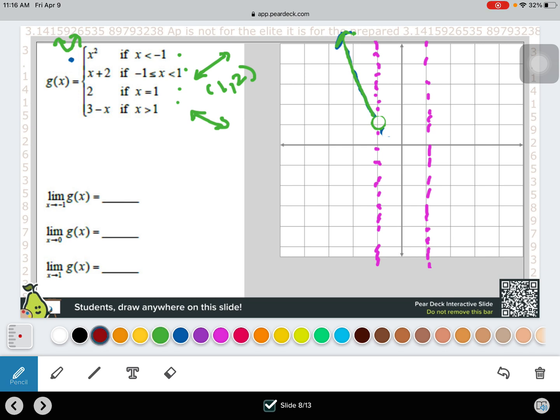The next one is my line x plus 2. Notice that this one does have a little less than or equal to sign. So I'm going to go ahead and evaluate this right here. When it is -1, I'm going to say -1 plus 2. That's a positive 1. So at -1 is a positive 1. So I have the actual point right here. And then it's going to continue doing that.